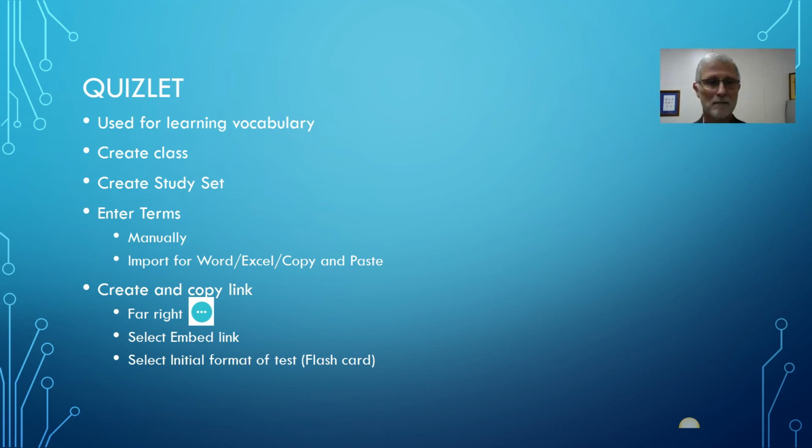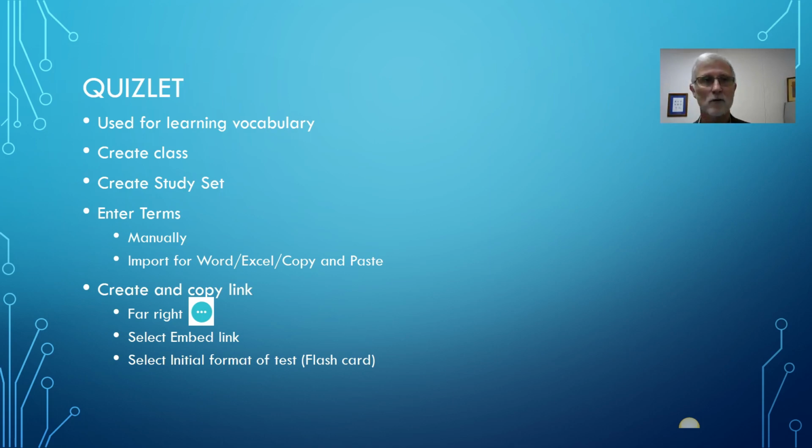Since I'm going to embed it into Moodle, I go down and then select the embed link. Now, when you do that, it says, what do you want to embed? What link do you want to embed? And there's 4 or 5 different types that you can choose from. I choose flashcards, because once you get into Moodle, the student can choose how they want to study those terms. So I select flashcards and then hit copy link.